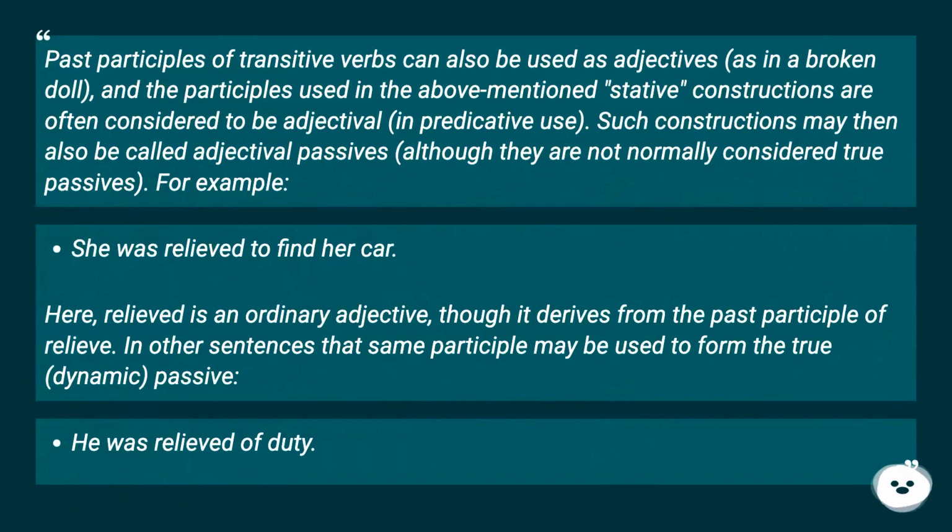Past participles of transitive verbs can also be used as adjectives, as in "a broken doll," and the participles used in the above-mentioned stative constructions are often considered to be adjectival, in predicative use. Such constructions may then also be called adjectival passives, although they are not normally considered true passives. For example, "she was relieved to find her car." Here, "relieved" is an ordinary adjective, though it derives from the past participle of "relieve." In other sentences, that same participle may be used to form the true, dynamic passive, "he was relieved of duty."